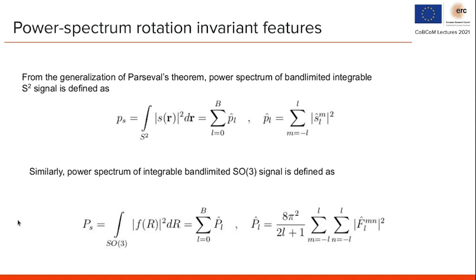Using generalization of Parseval's theorem, rotation invariant power spectrum features of the input S2 diffusion MRI signals and of the extracted SO3 feature maps are computed for each spectral degree L. They are concatenated into a rotation invariant feature vector, which is fed into a fully connected network.